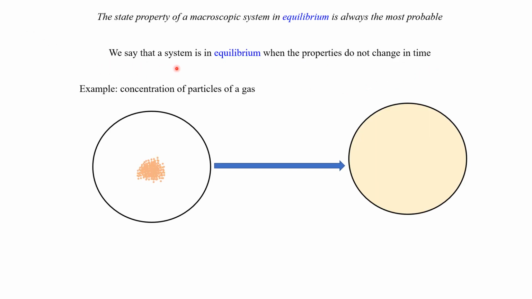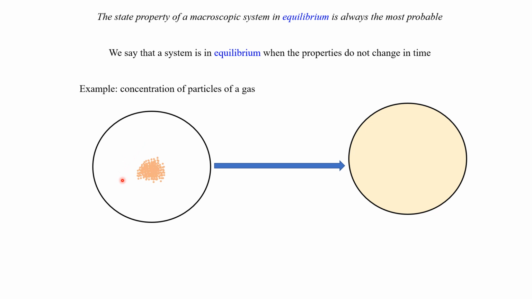We say that a system is in equilibrium when the properties do not change in time. Recall that these properties are state properties and that many states can have the same property. For example, let's suppose that we look again at a gas of particles, and this time we look at the property concentration of particles. The concentration is the property we're going to look at in this example.